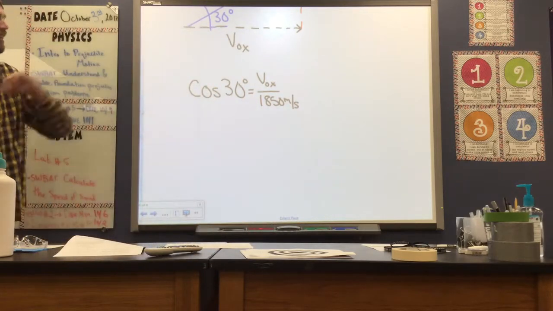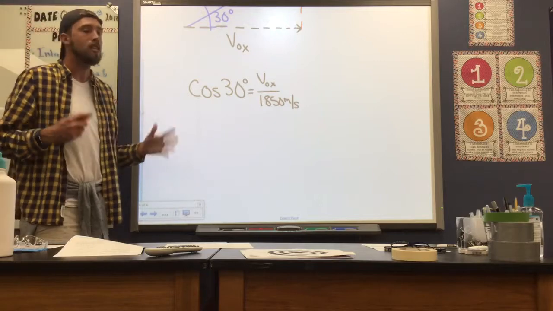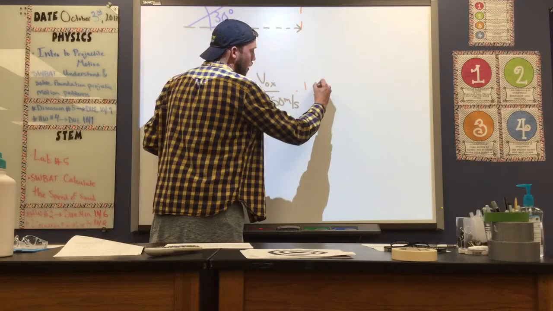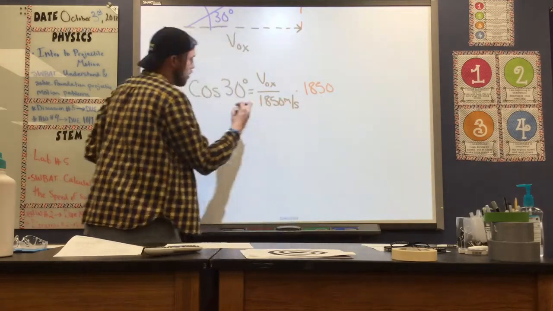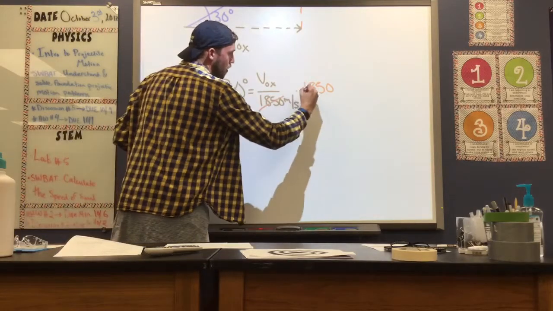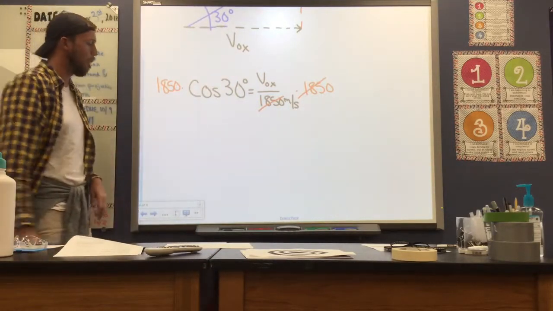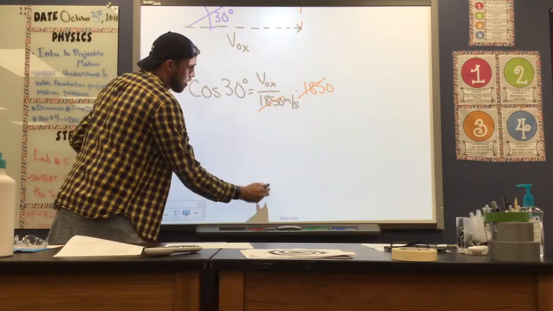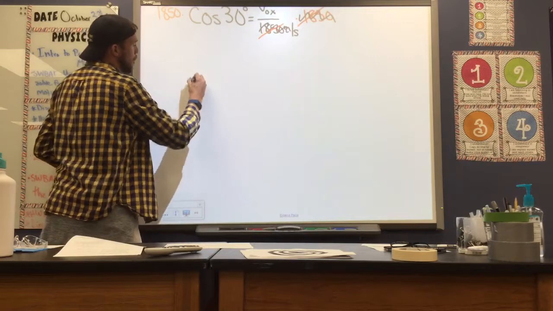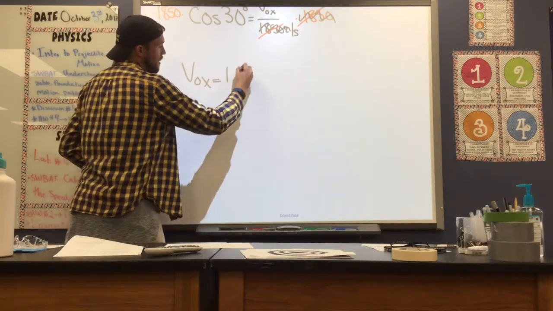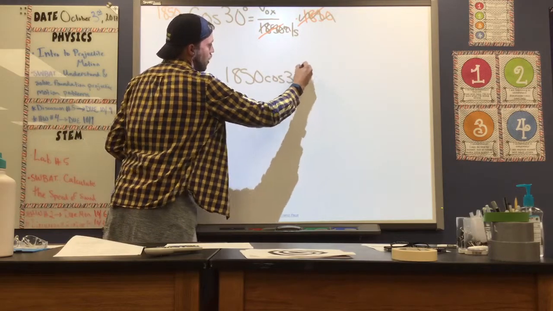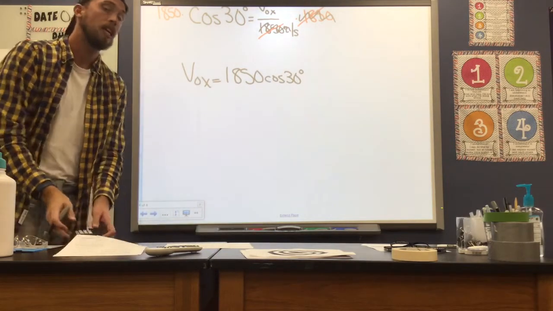Now that I'm here, if I want to get initial velocity in the x by itself, I need to get rid of that 1850 on the bottom of my fraction. So I'm going to multiply by 1850 on both sides of my equation. And when I do, this value on the right will cancel out, and what I'll be left with is an expression that resembles this. Now that these values are gone, I'll have v naught in the x direction, I'm just going to rewrite this, is 1850 cosine of 30 degrees, similar to what we did in problem 1.